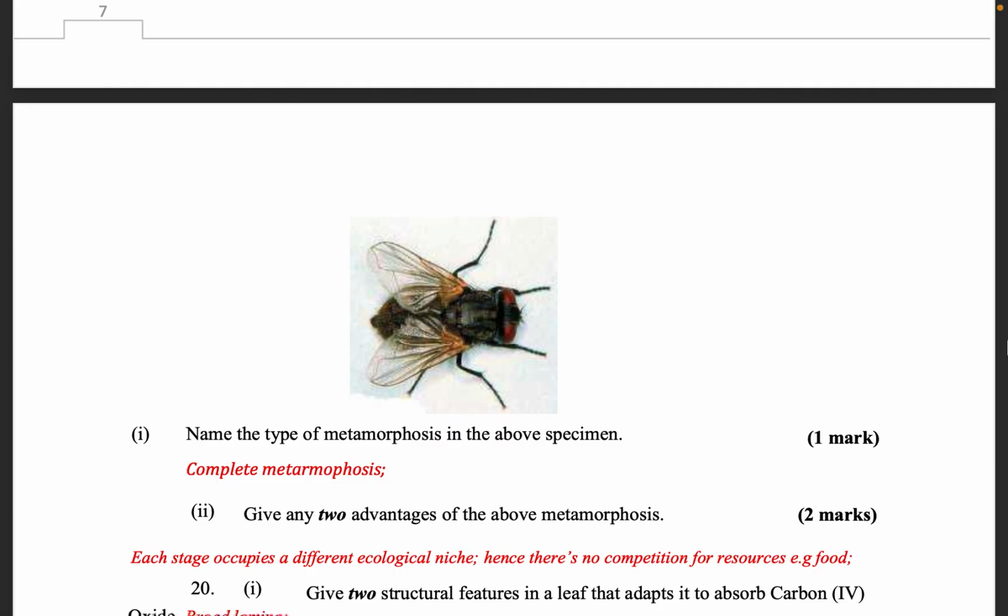Give any two advantages of the above metamorphosis. Different niches, as there is no competition for resources, for example food. Question 21.